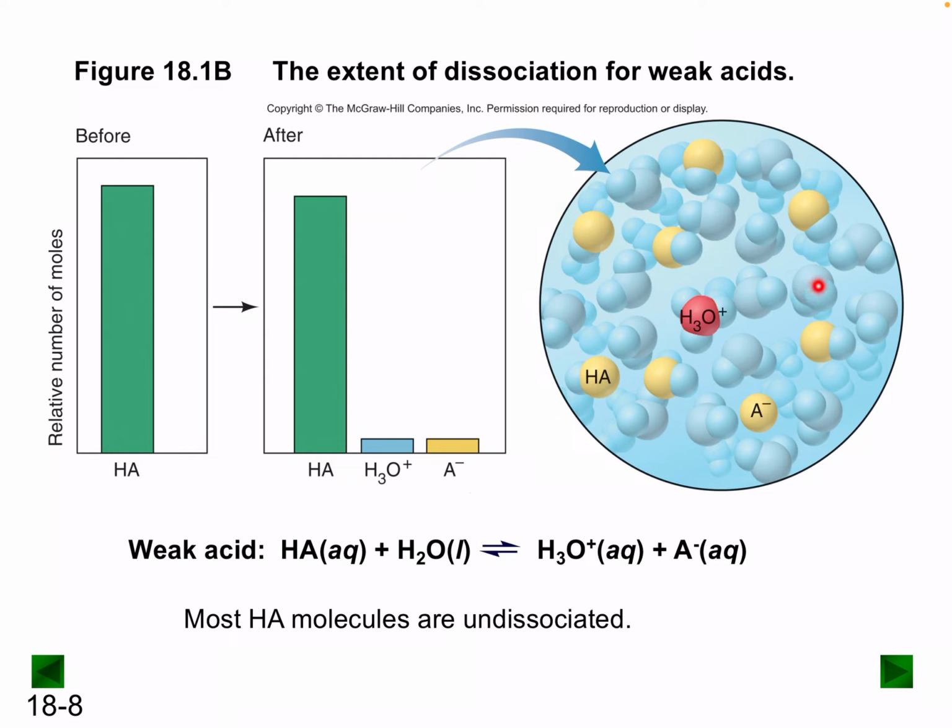And these ones, the blue and kind of gray ones over here, they are your water molecules. So you have plenty of water in the medium. Most HA molecules are undissociated. So the dissociation of the acid molecule depends on the acid strength. If it is a strong acid, it would dissociate completely, and if it is a weak acid, the acid would dissociate very little. Most of the acid would stay intact because it's a weak acid.